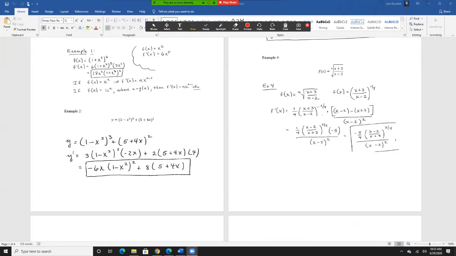Now this problem here is, let's see, y is a function to the power of 3, and we're adding to that another function to the power of 2. And again, we're just trying to figure out what is the derivative of y.